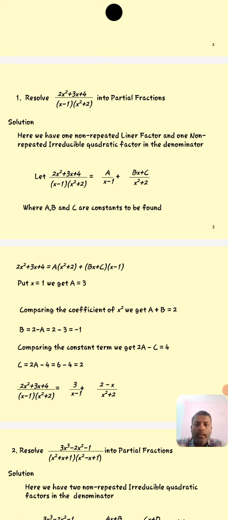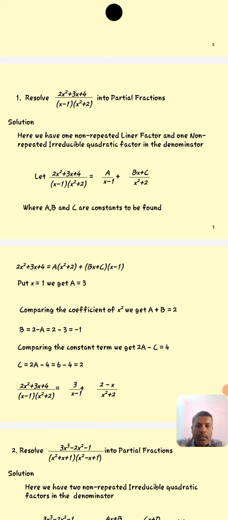Here it is not possible to use another substitution method, so we have to go to comparing the coefficient of x square. Here a plus b is equal to 2. Already we know that the value of a is 3, so the value of b is 2 minus a, 2 minus 3, which is equal to minus 1.